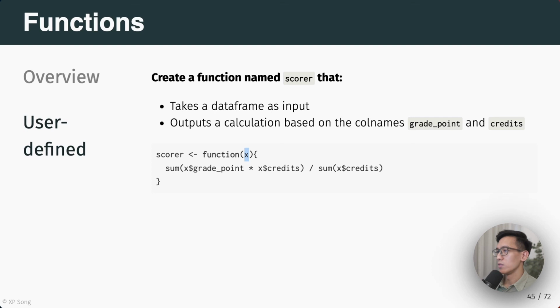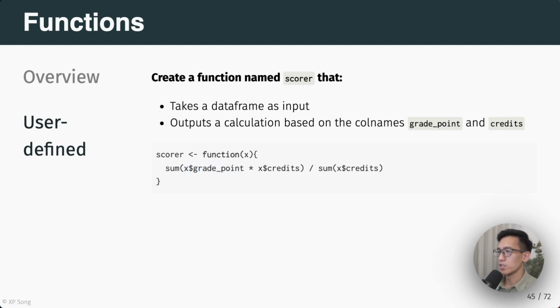It is important to refer to the named input within your function. So for this data frame x, we're interested in the grade point multiplied by credits, same formula. Remember that operations in R are vectorized, so this is a vectorized multiplication. The first subject's grade point will be multiplied by the first subject's credit, the second subject's grade point will be multiplied by the second subject's credit, and so on.